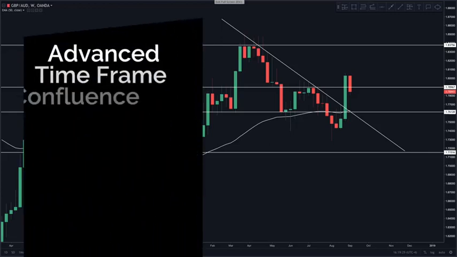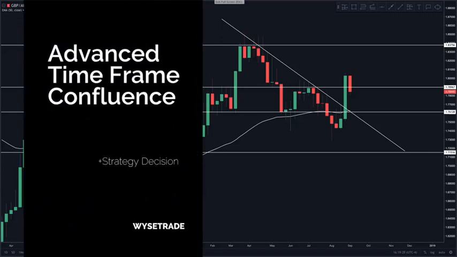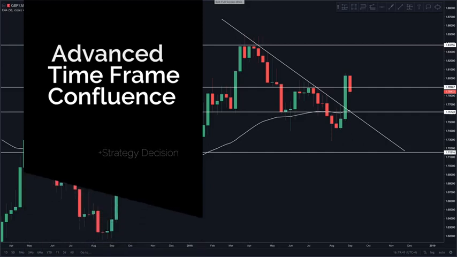Hey guys, so in this video we will be going through the importance of time frame confluence and also how we can use it so that we don't get caught on the wrong side of trades. We will also go into how we decide between a swing trade or a pivot entry through time frame confluence.